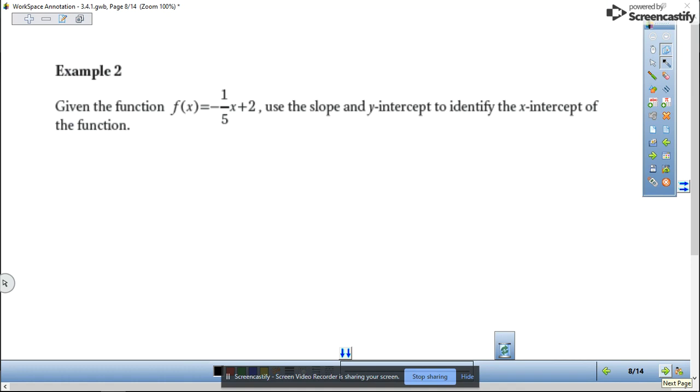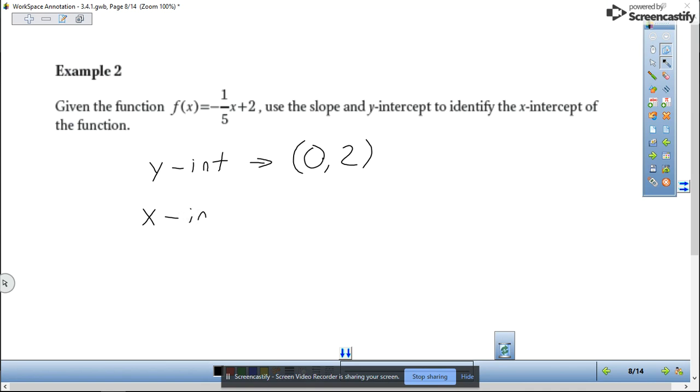It says, given the function f of x equals negative 1/5 x plus 2, use the slope and y-intercept to identify the x-intercept of the function. So we're given the y-intercept. The y-intercept is (0, 2). If I plug in 0 for x, I get 2 for f of x. Now, I want to use that to figure out my other intercept, my x-intercept.